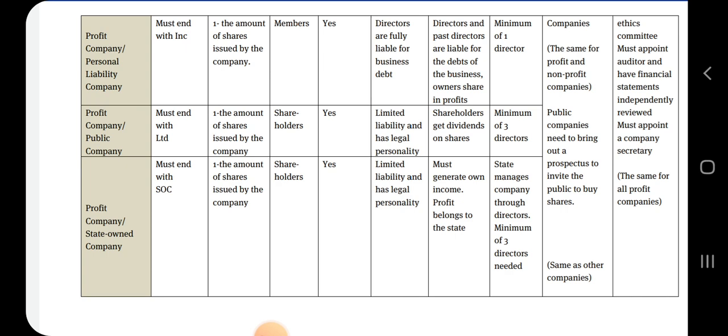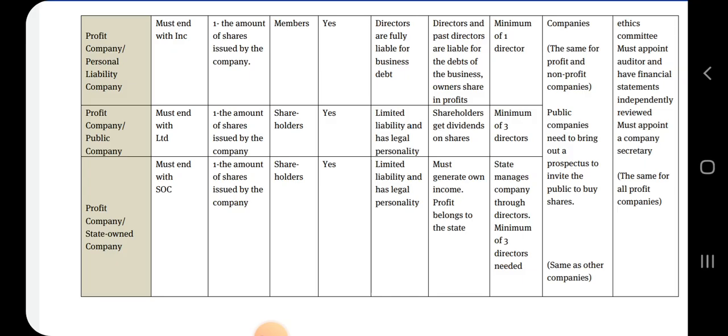And then let's talk about state-owned companies like Eskom, or Transnet. The name must end with SOC. They can sell from one share to a large number of shares. So owners of the state-owned company are called shareholders, and then there's limited liability, and it has a legal personality. So state-owned, public company, private company, and closed corporation have limited liability and a legal personality.